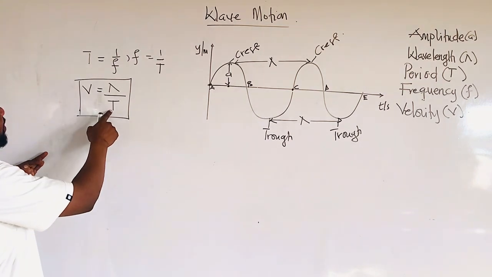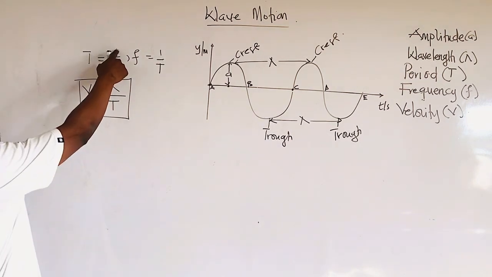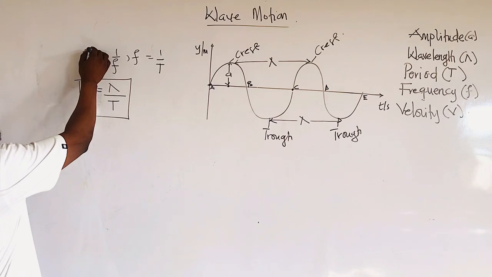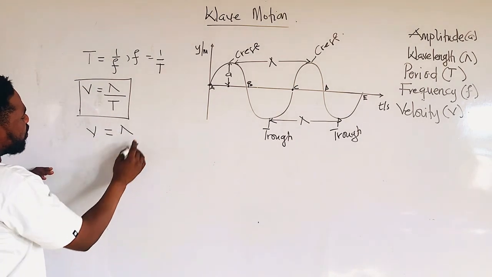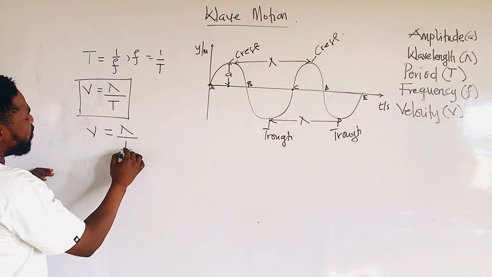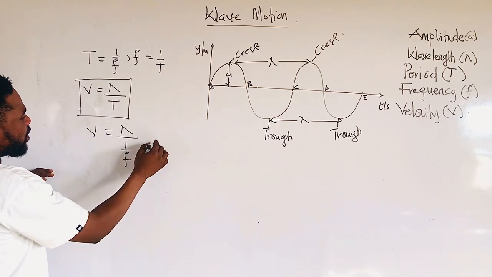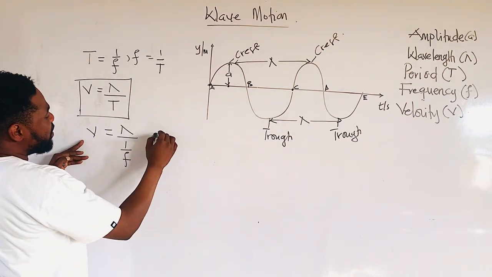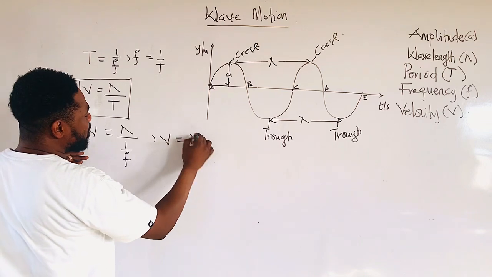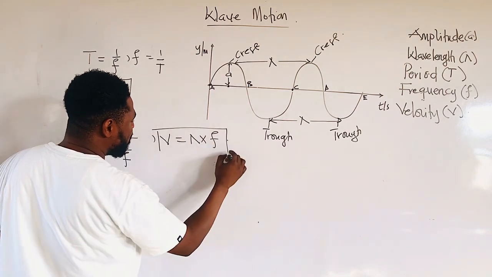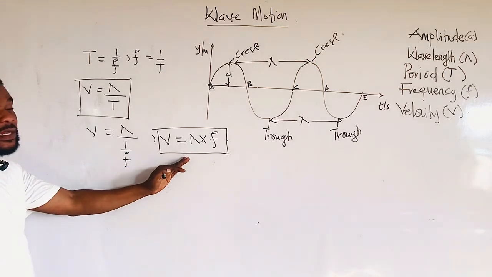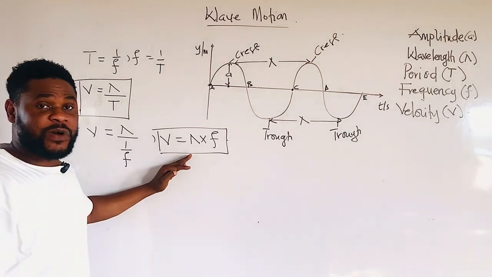Again, we know that period is equal to 1 over what? F. All right, therefore velocity of the wave will be equal to lambda divided by 1 over F. And what are we going to get now? We are going to have V equal to lambda times frequency, and this is what we call the wave equation that we can use to solve questions.